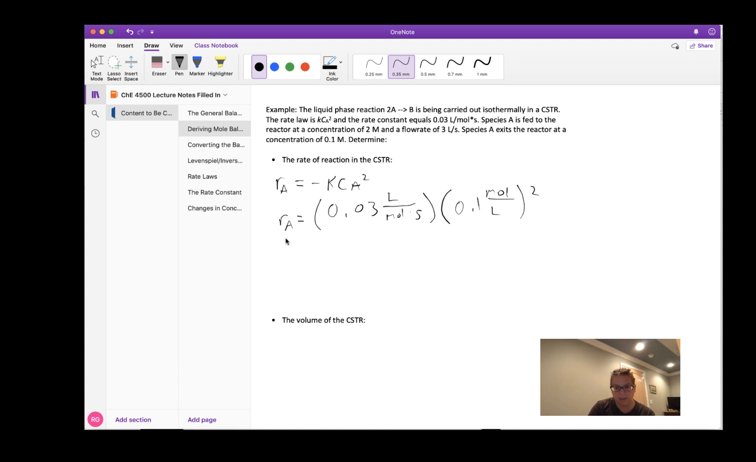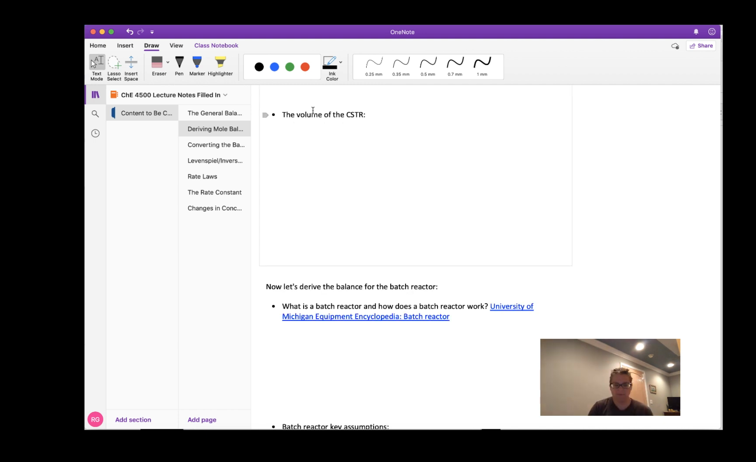If I do this math out, I get that, and then this should be a negative sign here. r_A is equal to negative 0.0003, and the units on that would be moles per liter per second, so moles per volume per time. And check my math on that, because I could have done it wrong.